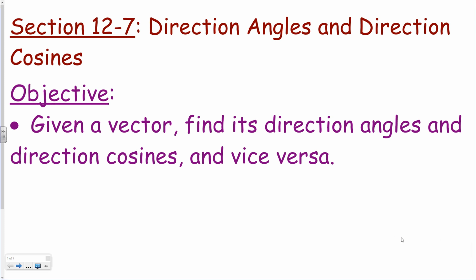All right, open up your book to section 12-7. We're on page 640 in your book. The title of this section is Direction Angles and Direction Cosines, and our objective is, given a vector, you want to be able to find its direction angles, and you want to find the direction cosines, and vice versa.